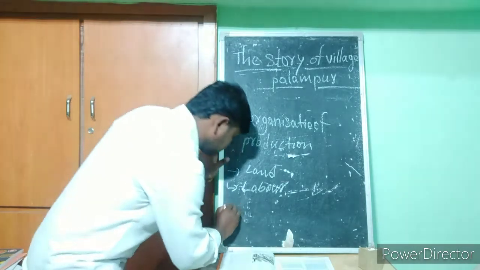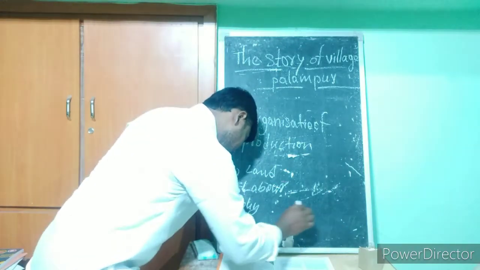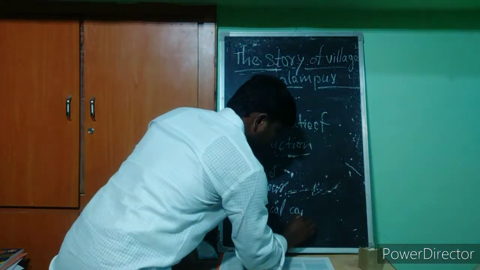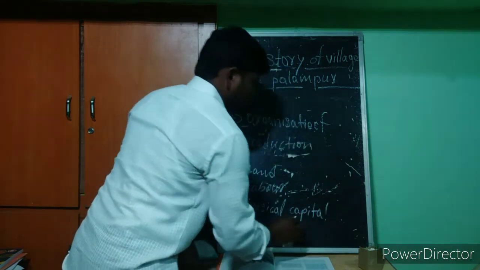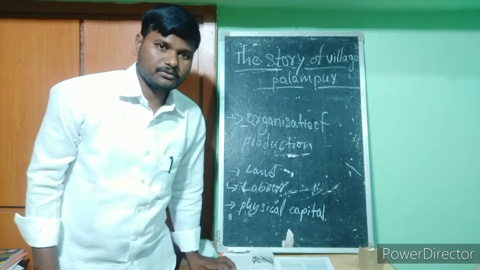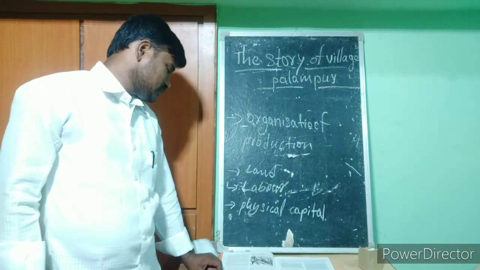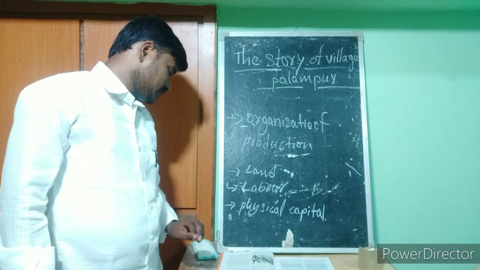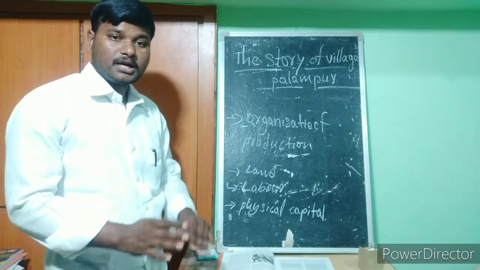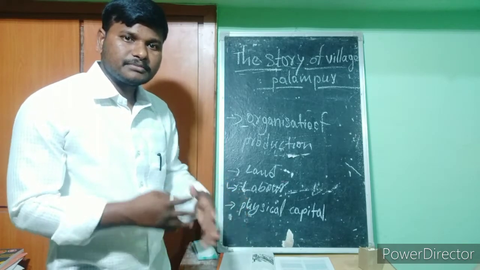physical capital. What capital? Physical capital. We require land, labor and physical capital also. What is the physical capital? We'll see. So the third requirement is physical capital. A variety of inputs are required at every stage during the production. If you want to start production, at every stage we require some things.